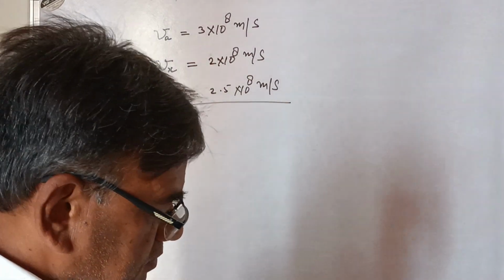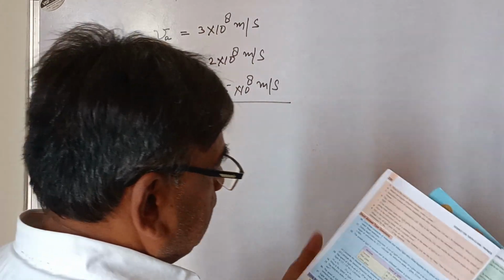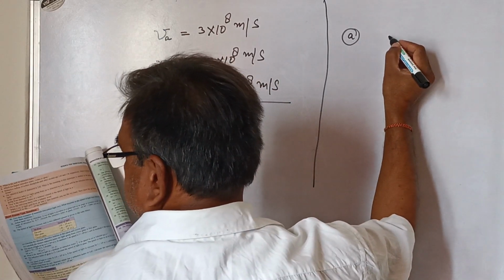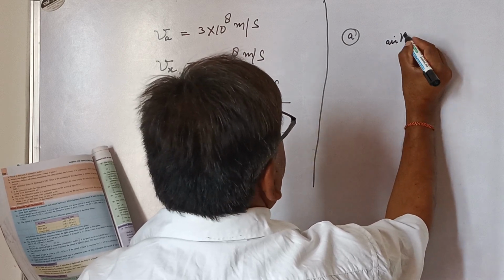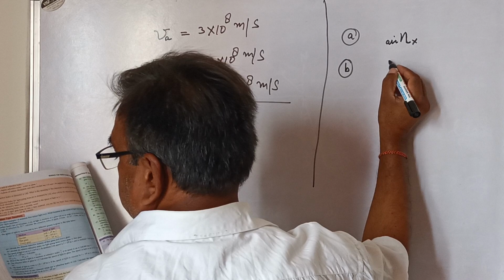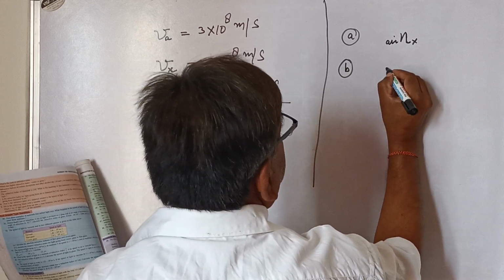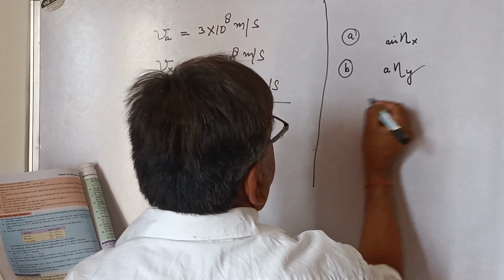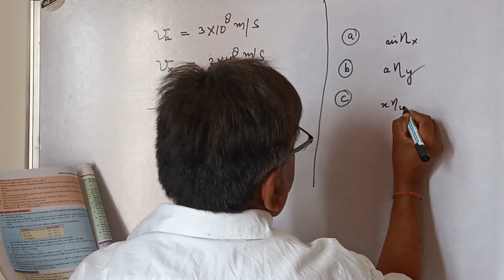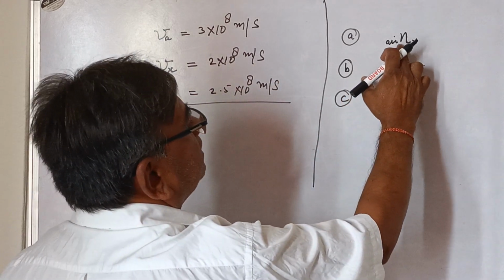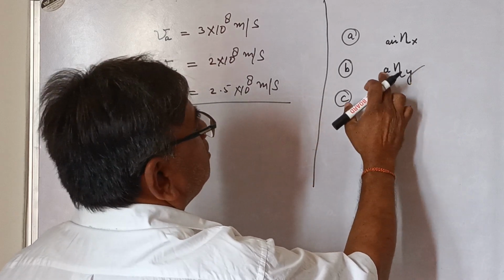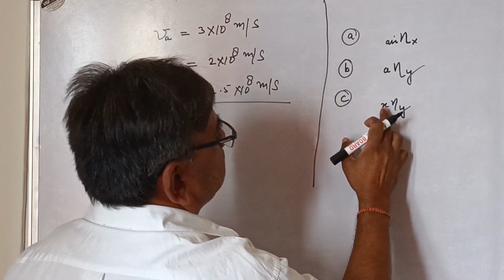Now you have to calculate Nx, Ny. Number A, you have to find out air N X. Number B, you have to find out air N Y. And C, you have to find out X N Y. Means refractive index of X with respect to air, refractive index of substance Y with respect to air, refractive index of Y with respect to X.